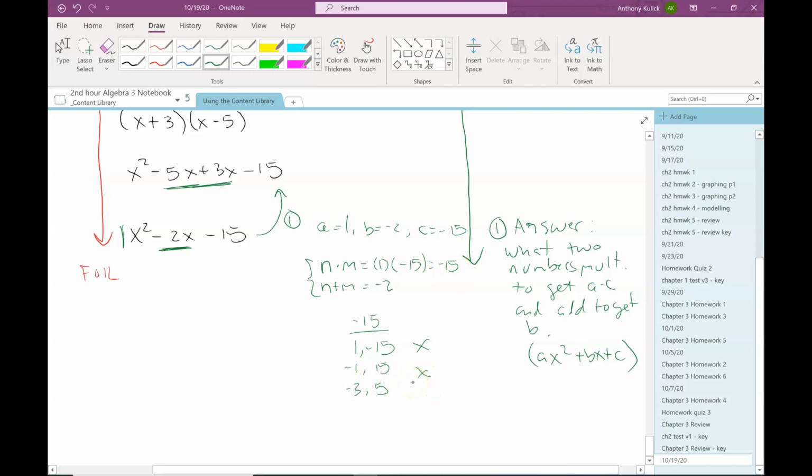So what I do then is I use those two numbers to rewrite this as that. We'll stop here because I think we're out of time. We'll pick up where we left off on this next time.